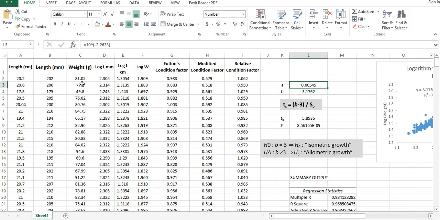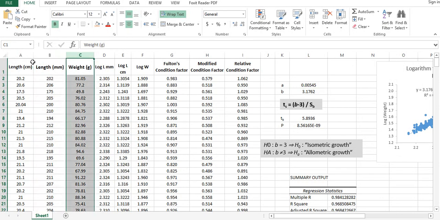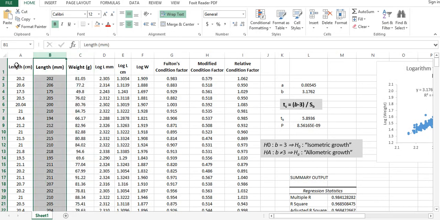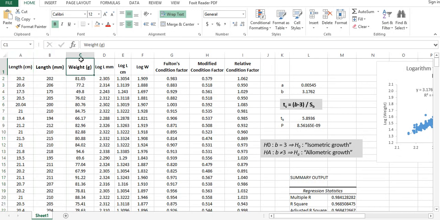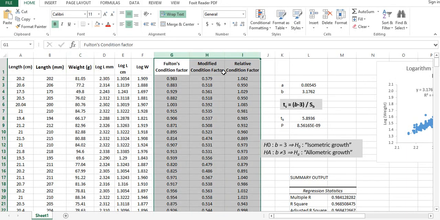Here I have the data of length in millimeter and weight in grams. For the condition factor, as I told earlier, we basically use the centimeter data, so I converted the length data into centimeters, and that centimeter data and the weight in normal grams are used for the condition factor. So first, check the length relationship.